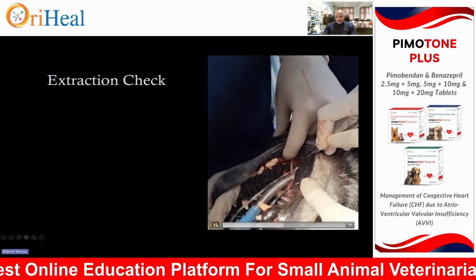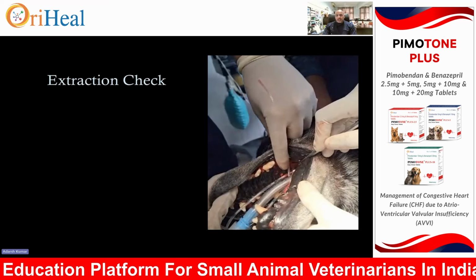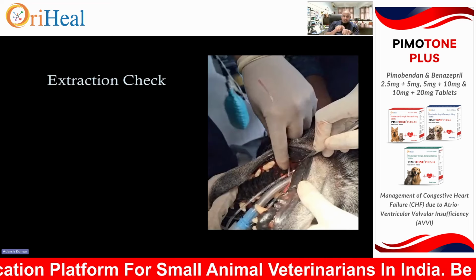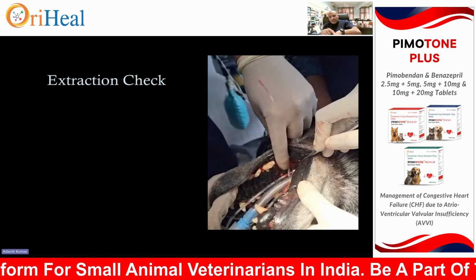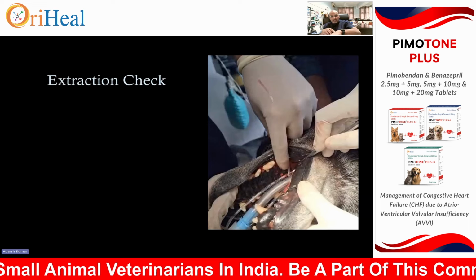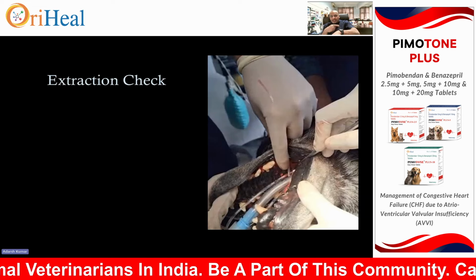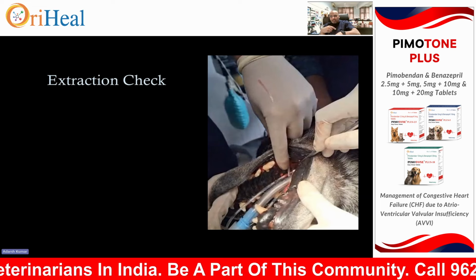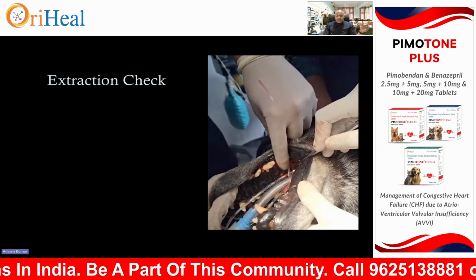Rubbing on the back of the hand here. If you find that this rubbing is rough, that means the tooth has fractured and part of the root has remained inside. If it is very smooth and glides okay on your glove, on the back of the hand, that means the whole of the root has been taken out. So this is the extraction check you normally should do with all the teeth.